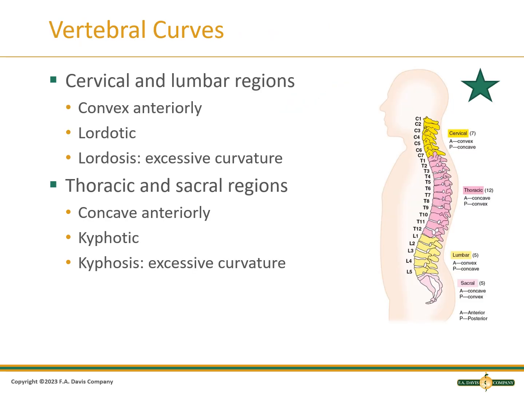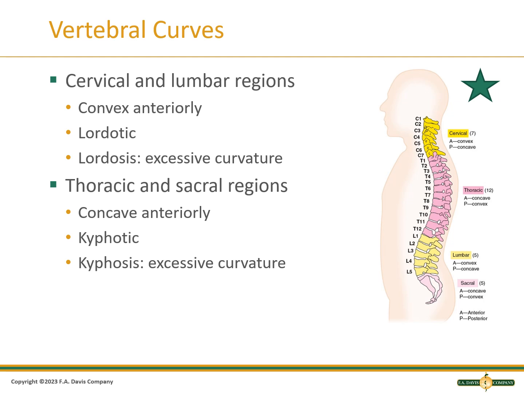Those sections break down into different curves, and the curves of our spinal column help contribute to our posture. And so when we have abnormalities of those curves, we have abnormal posture and vice versa. Our cervical and lumbar regions are convex anteriorly, and they are lordotic curves. So when we refer to excessive curvature in those curves, we call that lordosis. Our thoracic and sacral regions are concave anteriorly. Those are our kyphotic curves. And when we have excessive curvature in those curves, we call that kyphosis.